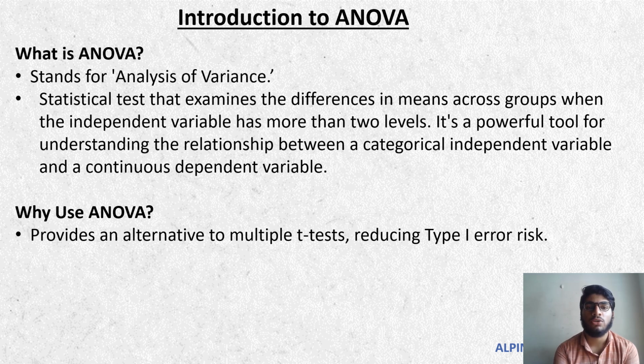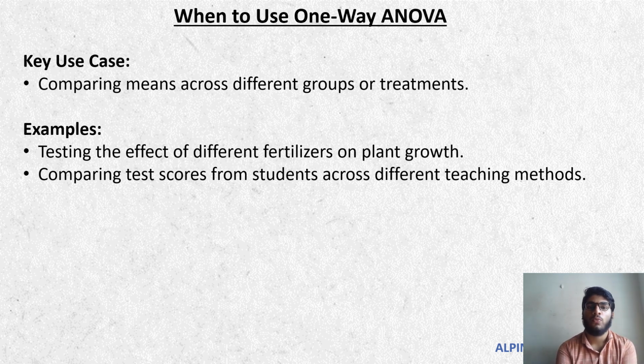Then, what is the use of ANOVA? It provides an alternative to multiple t-tests, reducing type 1 error risk. Then, when to use one-way ANOVA? It is mainly used in comparing means across different groups or treatments. Examples are testing the effect of different fertilizers on plant growth, and comparing test scores of students across different teaching methods.